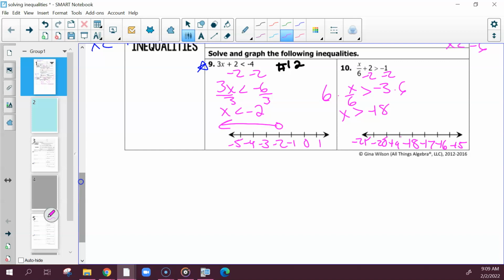These are a little off. Be careful with your symbols. If this wasn't greater than or equal to, make sure you don't lose the equal to part of that. Or if it was just greater than, don't add the equal to part of that. So this would be an open circle going to the right. On to the next page.